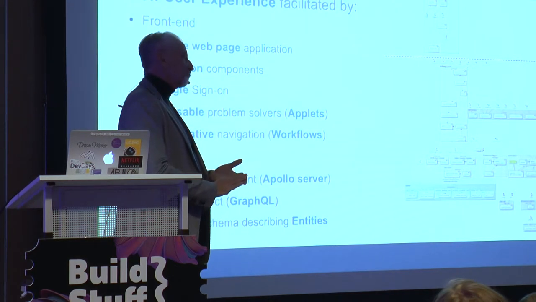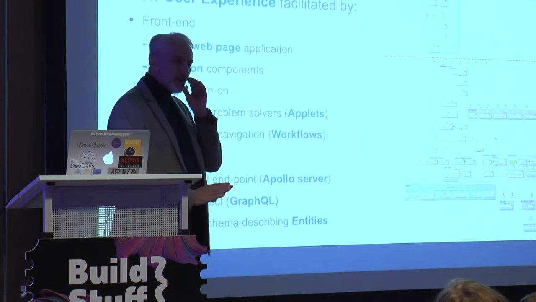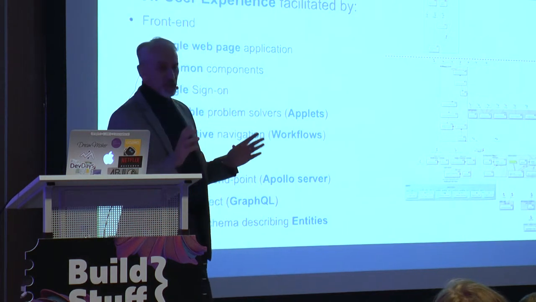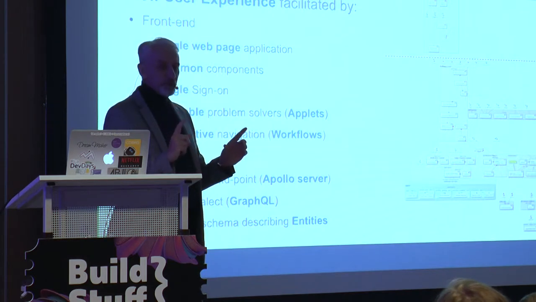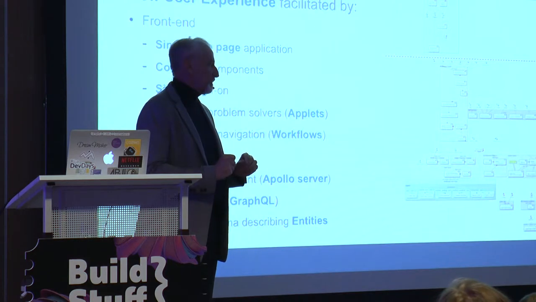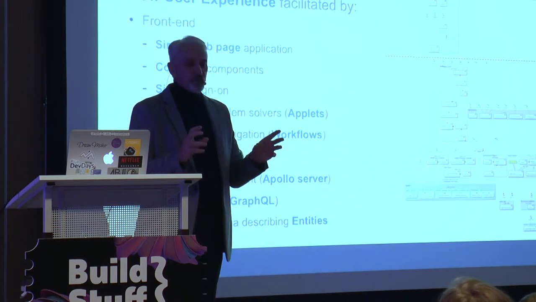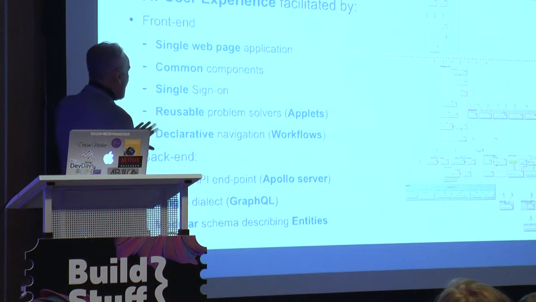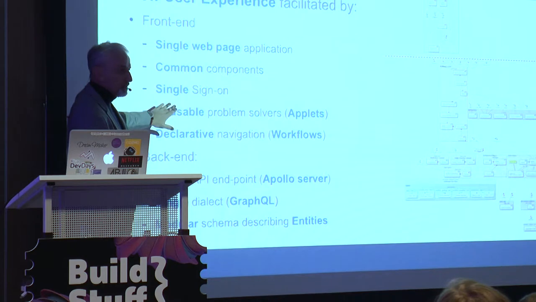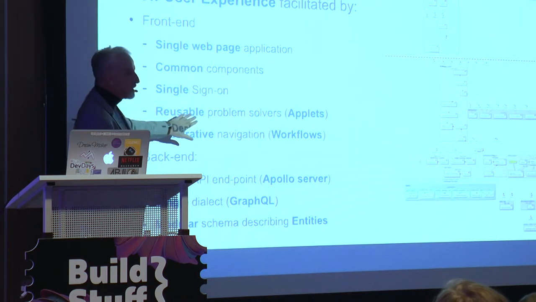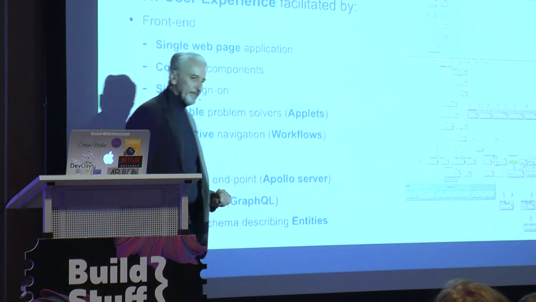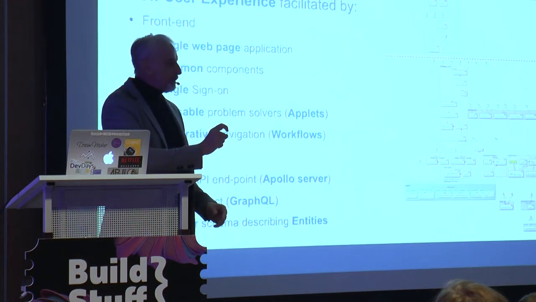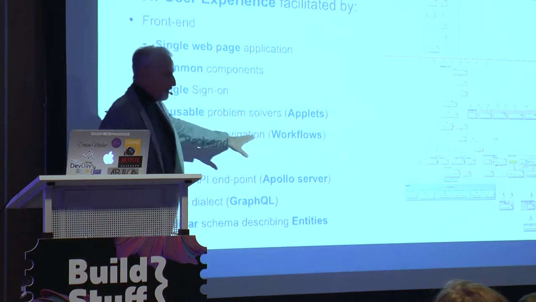Instead of having 130 applications that are about 496 individual pages, we wanted one. This means the way we build solutions changes. We build a solution for the user interface similar to the way you build for a graphic user interface. In this case, the graphic user interface environment is the web browser. So it changes the way you build things. We want it to have common components, a single sign-on, surprisingly, and reusable things that we eventually called applets. And we wanted to have a declarative navigation system. That means a user navigating from one part of the application to another, which we called workflows.